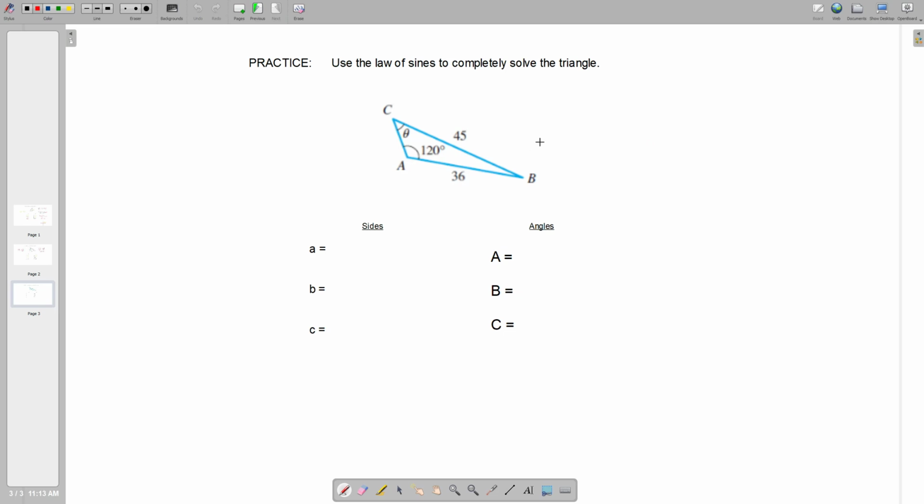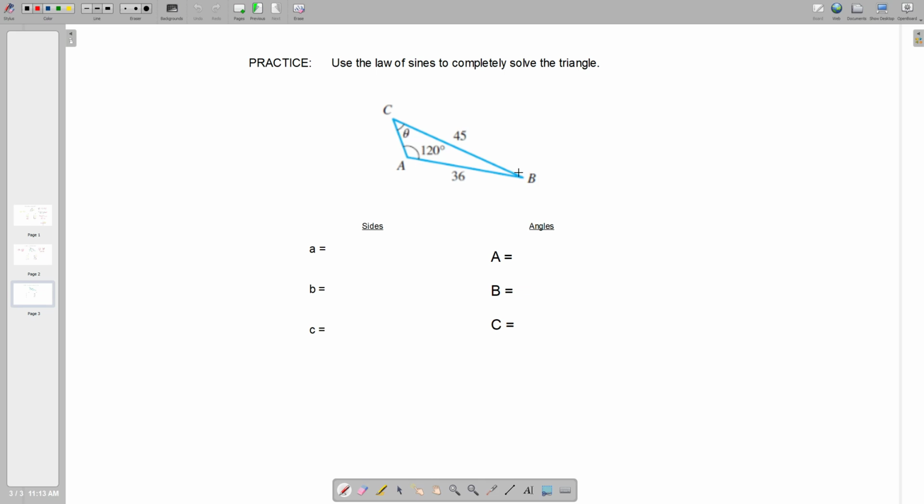So again, the way I want you to treat this is like we would in class. You hit pause, work out the problem, find all the missing sides, find all the missing angles, then watch me do it and see how you did. So now we're going to go. All right, you did it. Great. Let's see if you got the same thing I got.